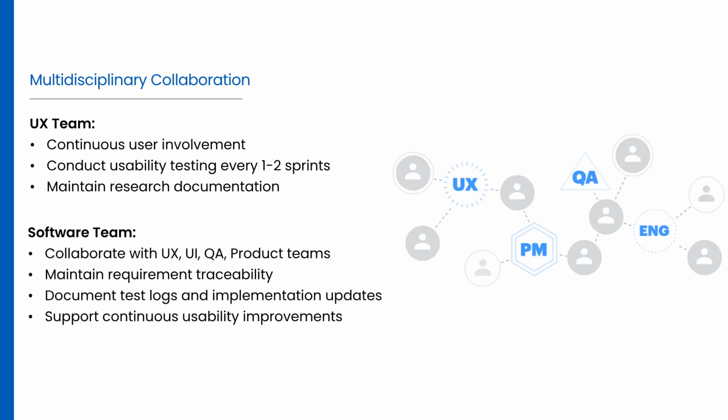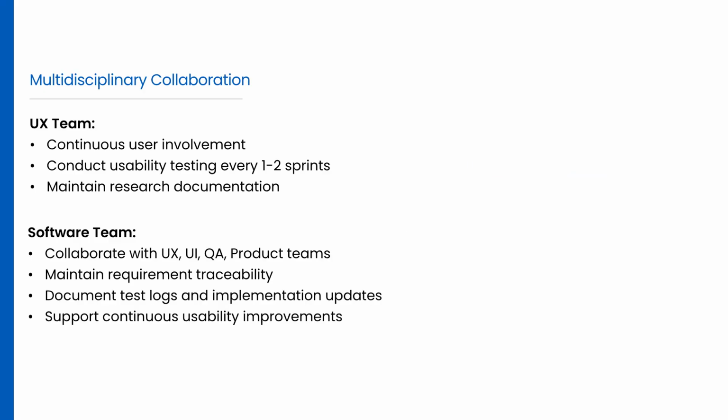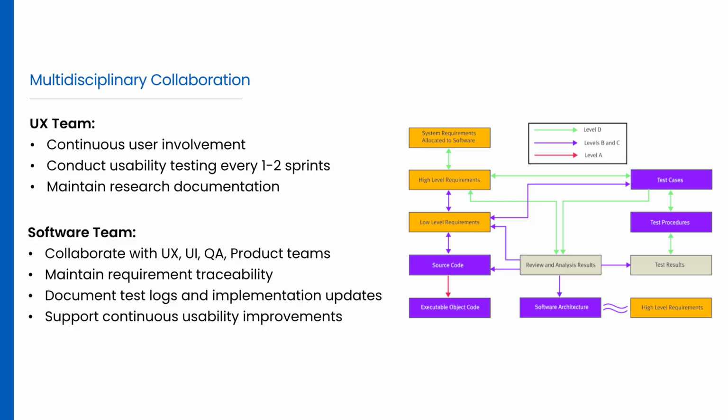The software team must collaborate closely with UX designers, UI designers, QA engineers, product managers, and domain experts. They must support usability testing cycles and ensure implementation aligns with validated designs. The team must also maintain documentation, such as requirement traceability and system test logs, to ensure transparency and consistency across development.